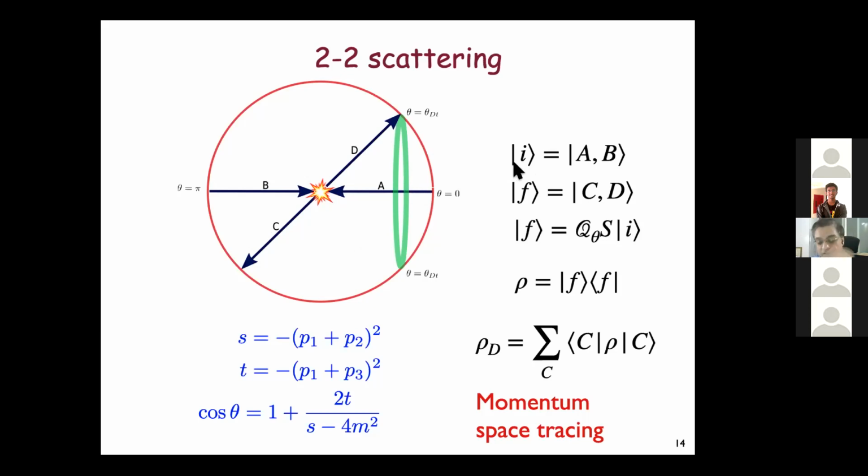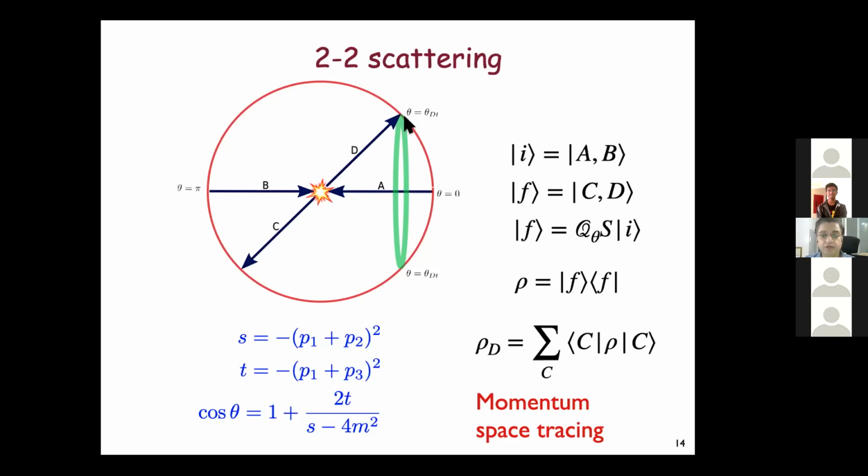Just to get going, the initial state would be denoted by A, B. So A and B would be the collective indices for the momenta of the A particle, maybe other quantum numbers that the A particle can carry, and similarly for B. And also the final state, which would be C and D after scattering, would be labeled similarly.